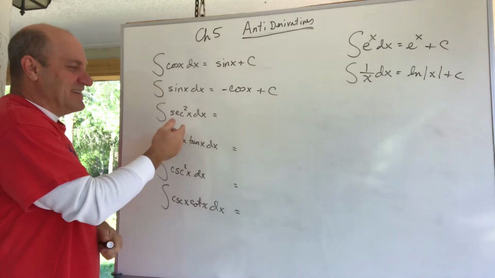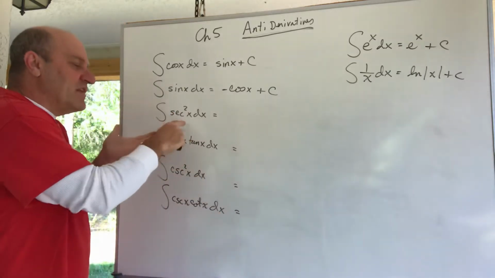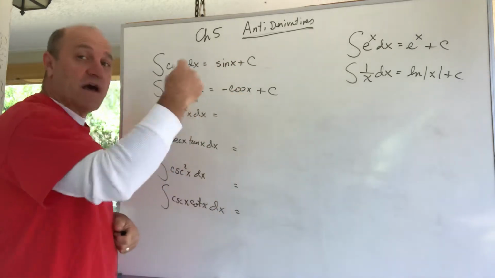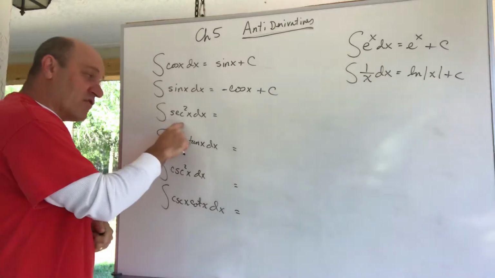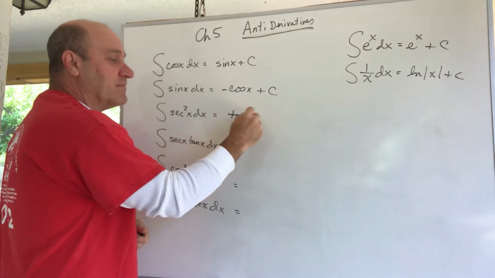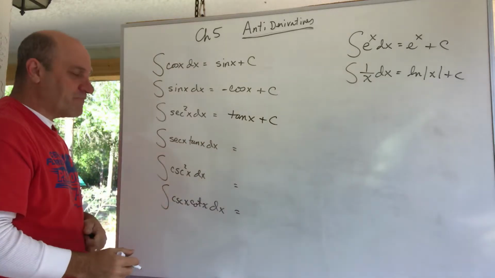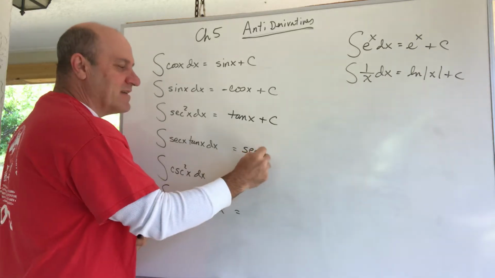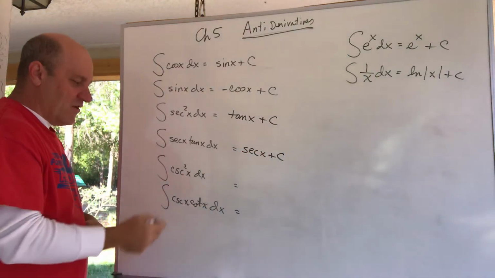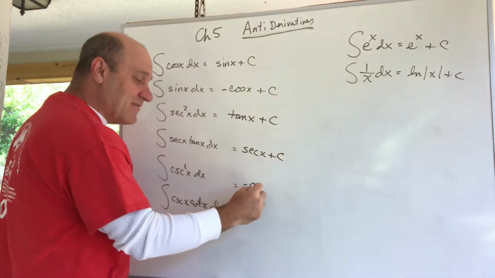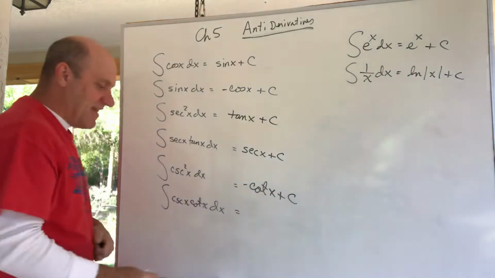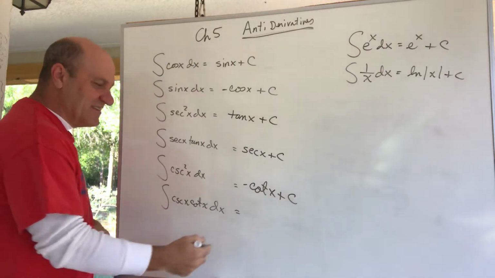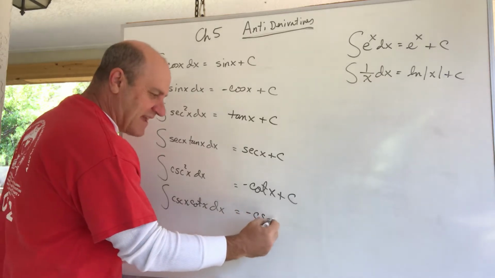Secant squared is easy. It's a famous derivative of somebody. The derivative of tangent was secant squared, so what's the integral of secant squared? A tangent function, plus c, tangent of x plus c. Secant x tangent x was somebody's famous derivative. That was secant x plus c. Cosecant squared gives negative cotangent x plus c. And the antiderivative of cosecant cotangent is negative cosecant x plus c.